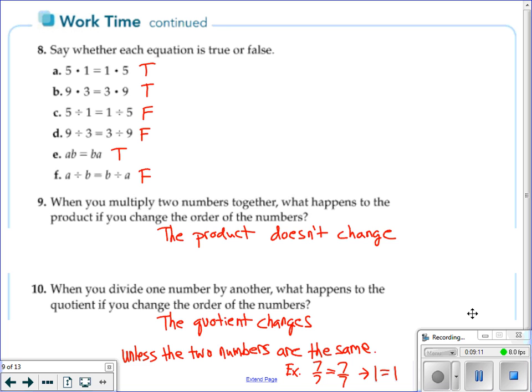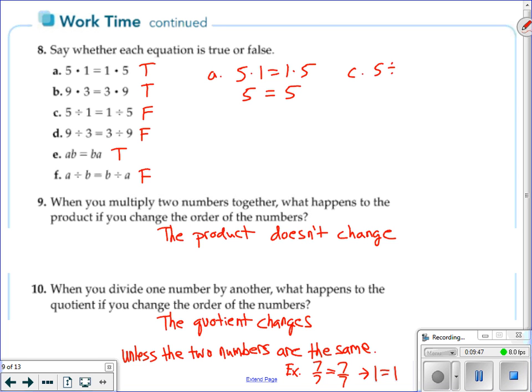All right, looking at this slide, now instead of addition and subtraction, we're looking at multiplication and division. So again, if I look at A, 5 times 1 equals 1 times 5. Well, if I do 5 times 1, I'm going to get 5. If I do 1 times 5, I'm still going to get 5. Okay, same is true for B. 9 times 3 is going to be 27. 3 times 9 is going to be 27. So that one is true.